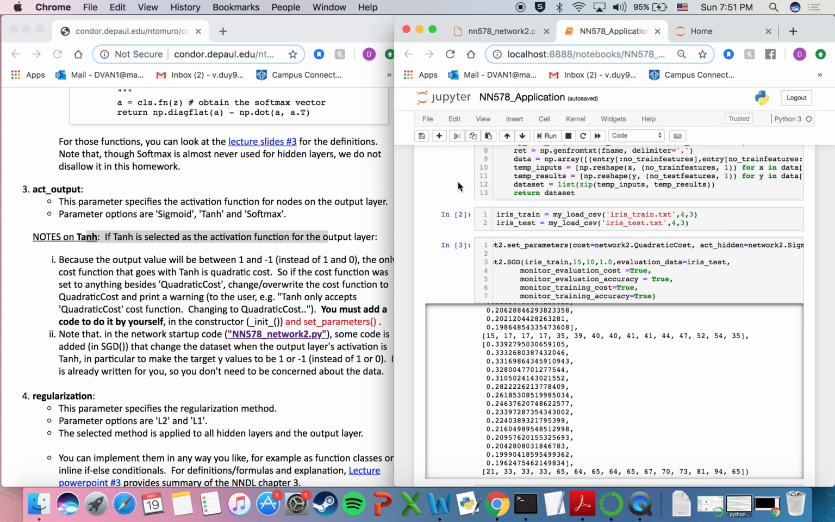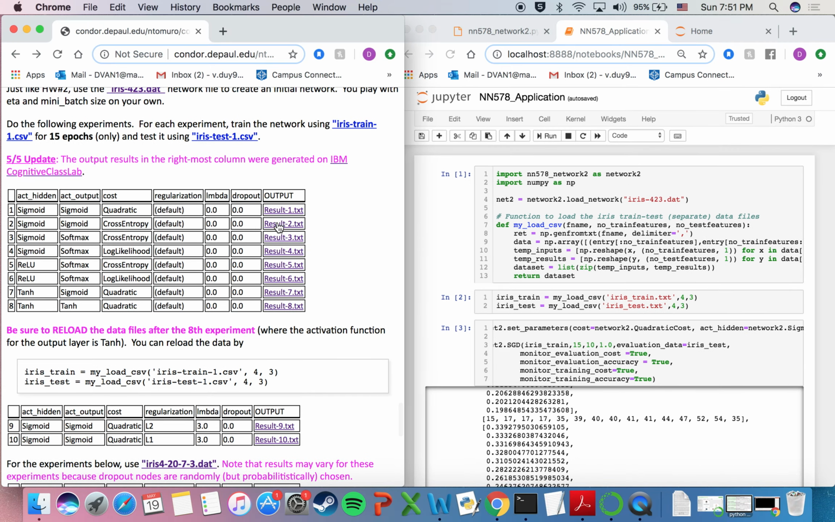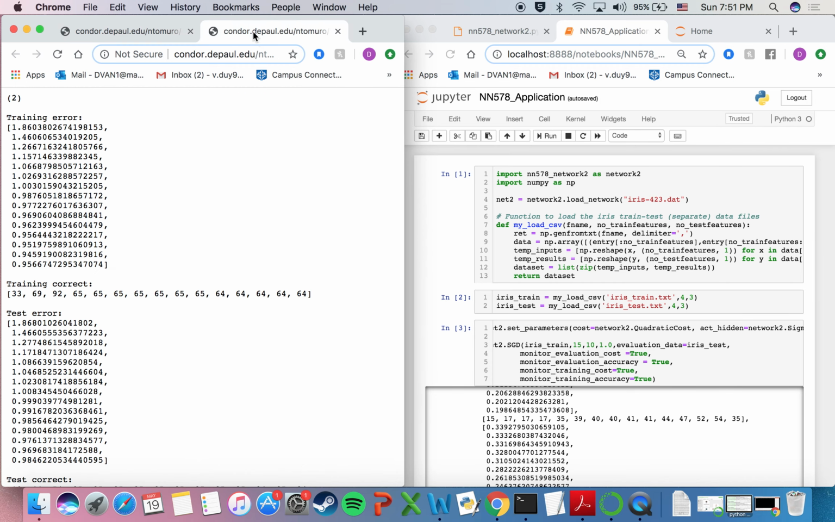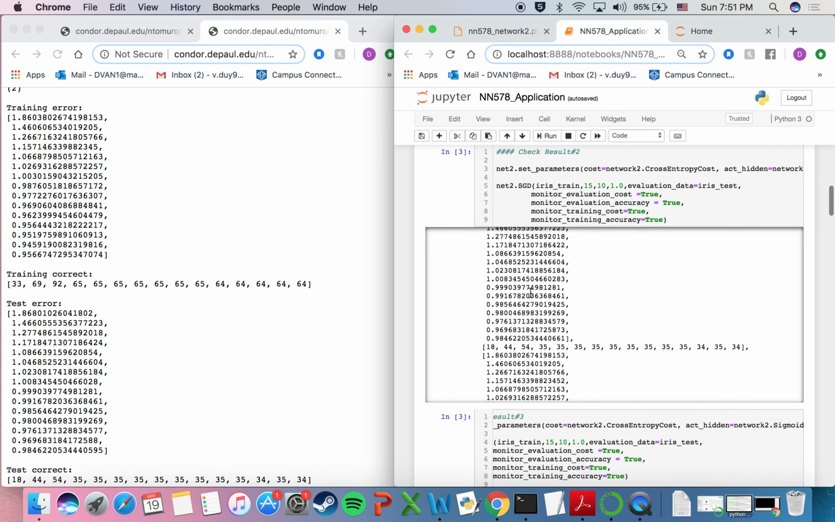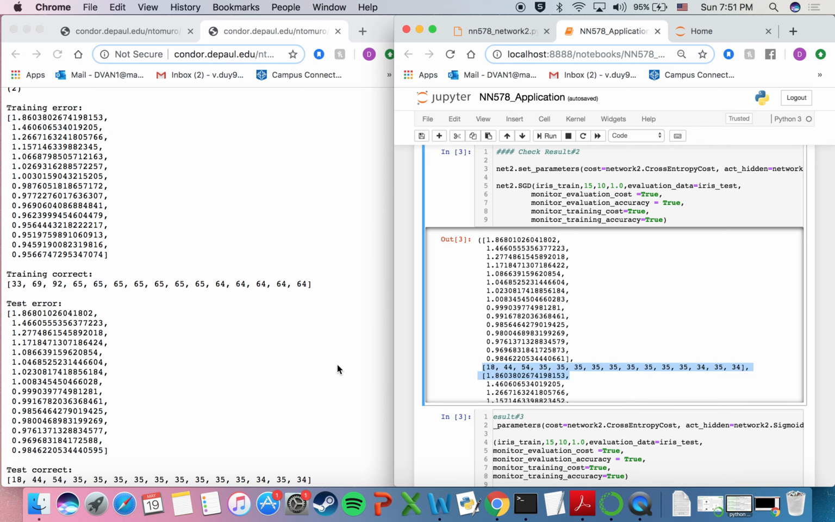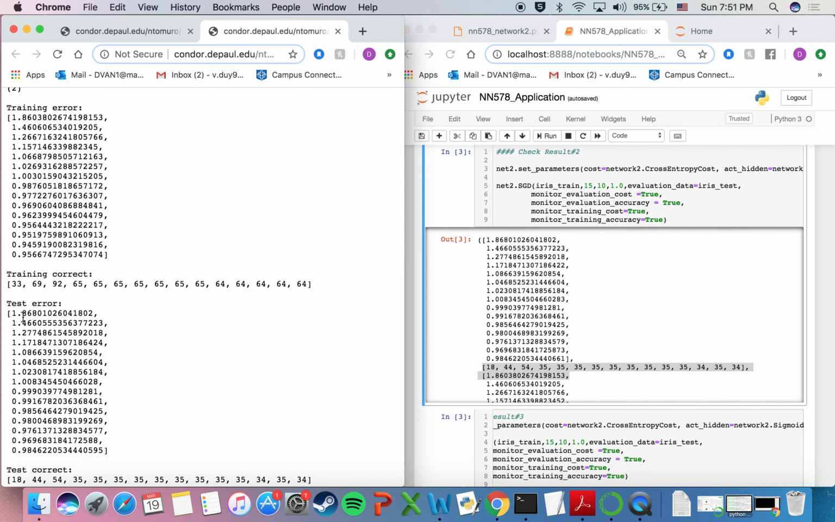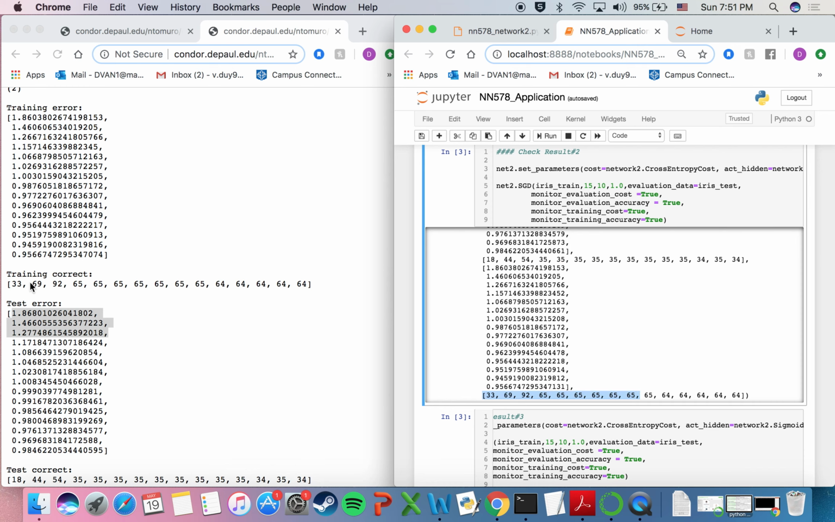I also want to show you a little bit of the results I had. For example, result number 2 is a little bit backward between the training set and testing set correct. The test correct is 18, 44, 54. The test error is the same, and the training correct is 33, 69, 92, with the training error 1.86 at first. It is similar.